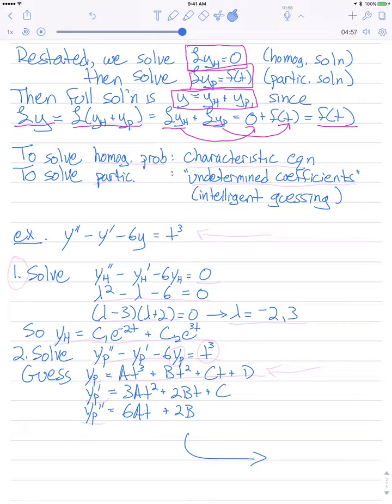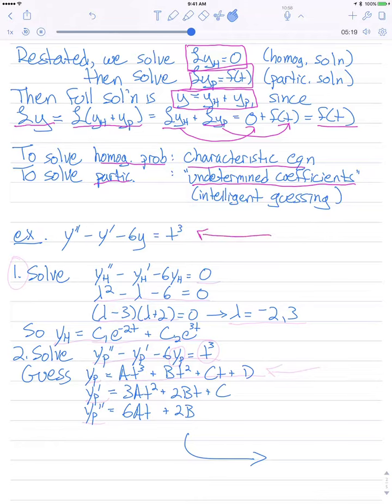Now, in terms of how we're going to do this, you know how to solve the homogeneous problem already. You do the characteristic equation. The technique that's going to be new for today is finding this particular solution to the inhomogeneous problem, and that's going to be using a method called undetermined coefficients, which is basically just intelligent guessing. So here's how it works. We're going to take this problem as an example.